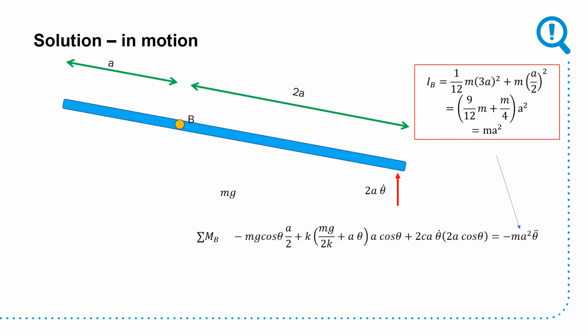If I go a bit further and substitute in all the terms, first of all, I've got a weight term on the left-hand side. I have the static equilibrium term that corresponds to that, and it's going to go A cos theta, but the number is going to be the same. And so these two terms are going to go away. The terms that remain are Ka theta, A cos theta, and then the other one is 2Ca theta dot 2A cos theta, which equals minus Ma squared theta double dot. And those are the final terms in there.